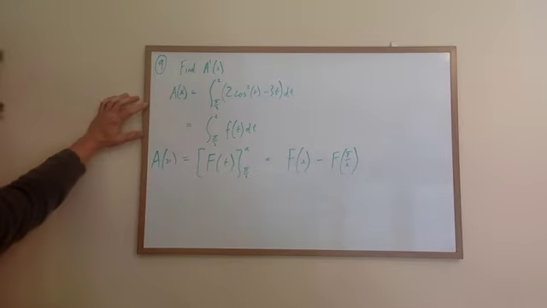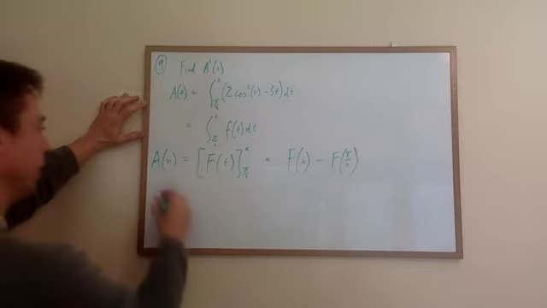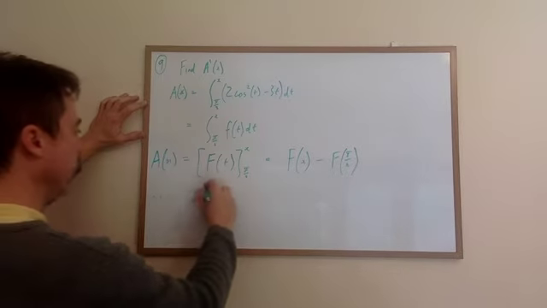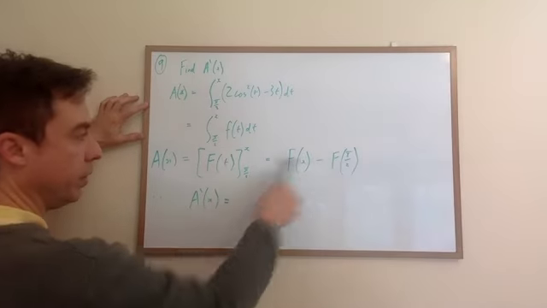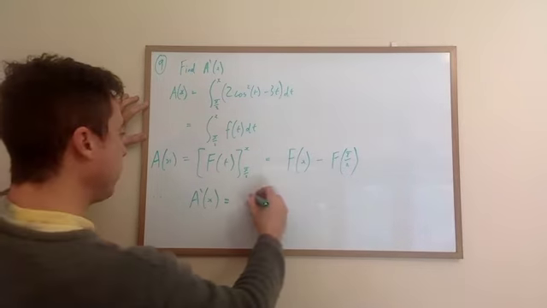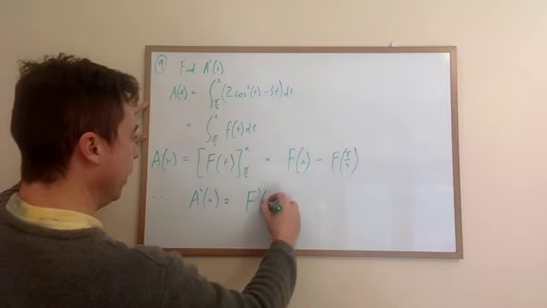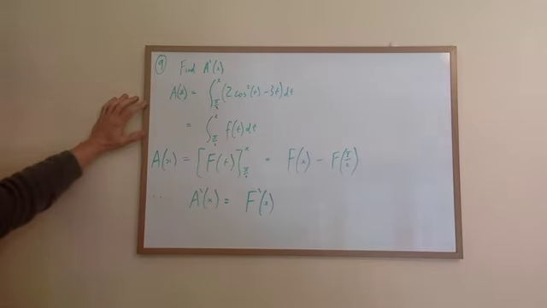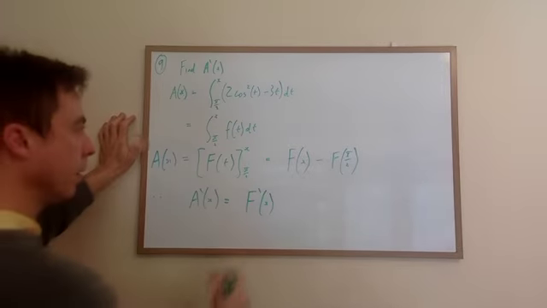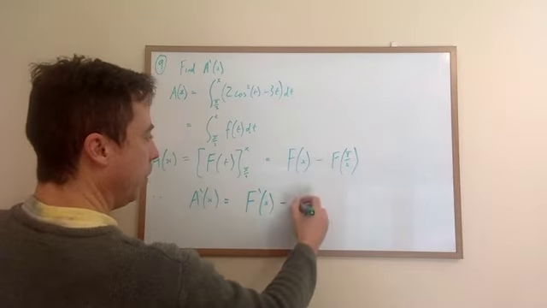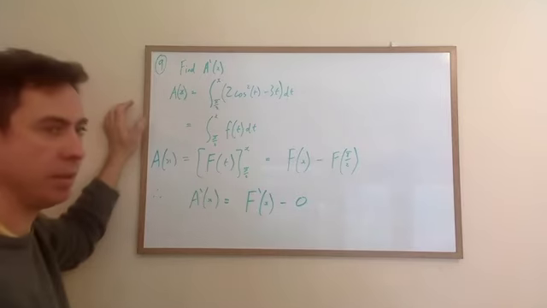But what I'm trying to find is the derivative of A of x. Therefore, the derivative of A of x would be the derivative of this. Right? The derivative of capital F of x minus the derivative of that, but the derivative of that is constant. Right?